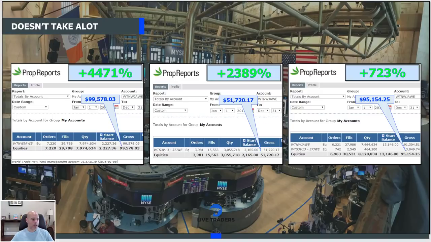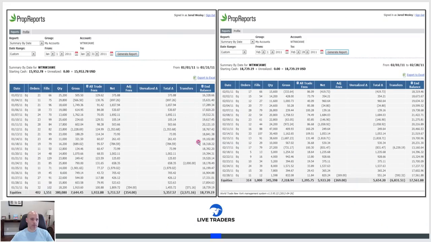All right. Here's another prop account. All right, from 2011. This one I started the year with like 15 grand. And you can see this is like a full prop report. You can see over here the fills, the quantity, the gross, after all the trade fees, the net, the totals, transfer, and all that stuff, okay?